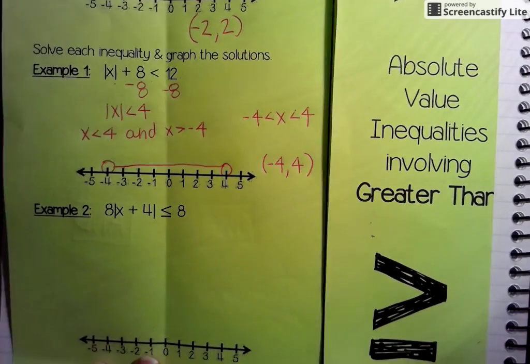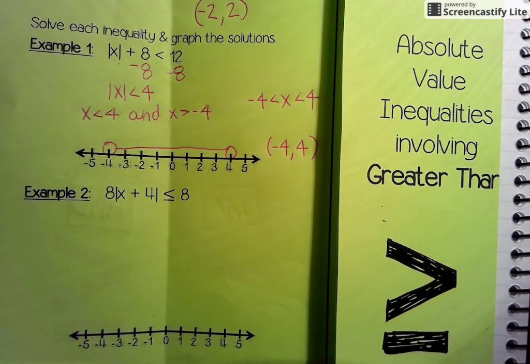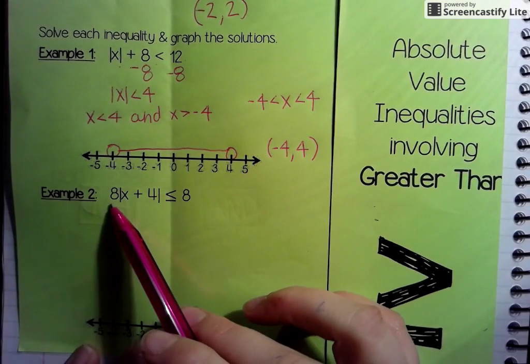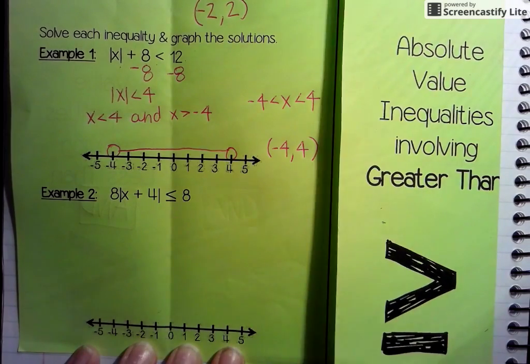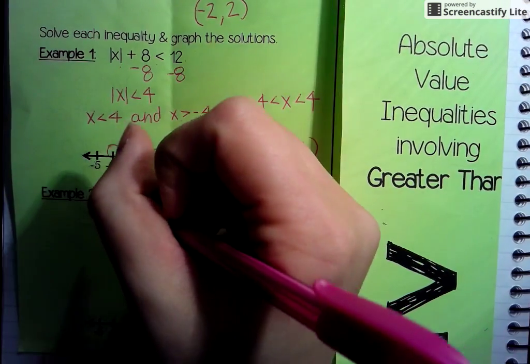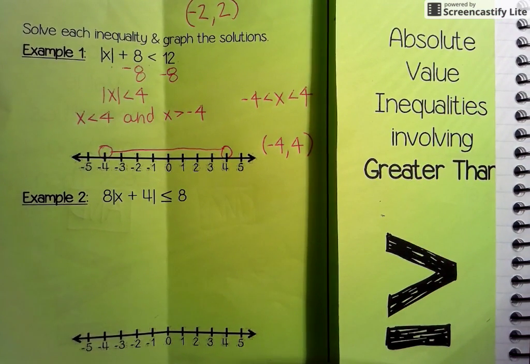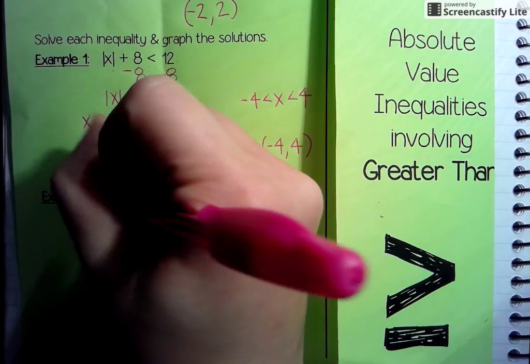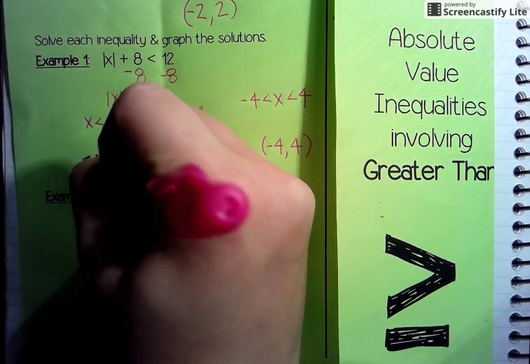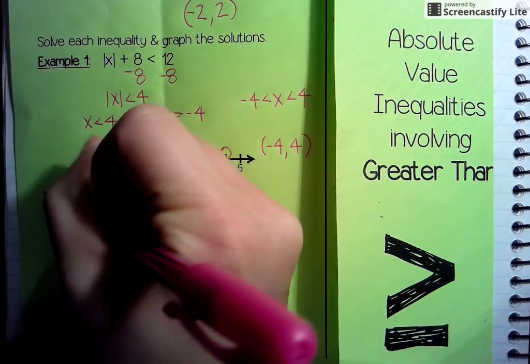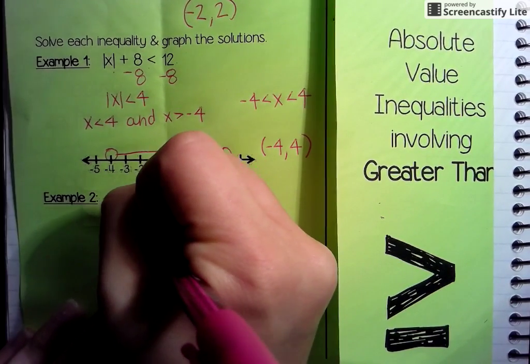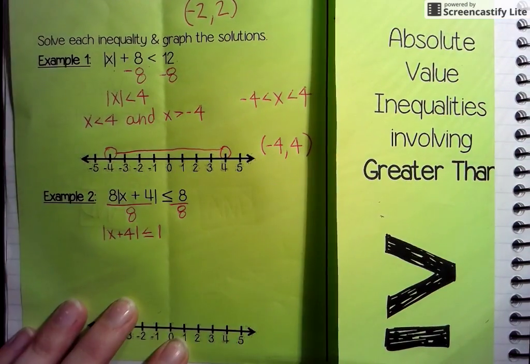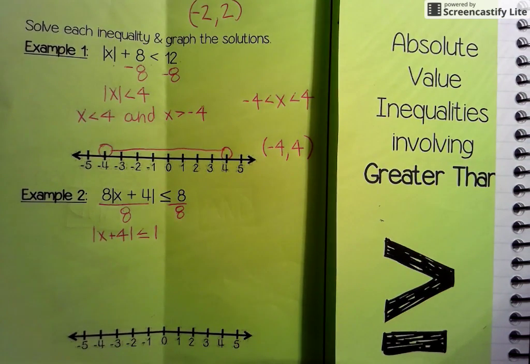So for example 2, I know I need to get the absolute value by itself before I can make my two equations. So in this case, I have 8 times the absolute value of x plus 4 is less than or equal to 8. So my first step is I've got to get rid of that 8 because it's in the way of having my absolute value by itself. So I'm going to divide the entire thing by 8 on both sides. So I'm going to have the absolute value of x plus 4 is less than or equal to 1, because 8 divided by 8 is 1. Now the absolute value is by itself.